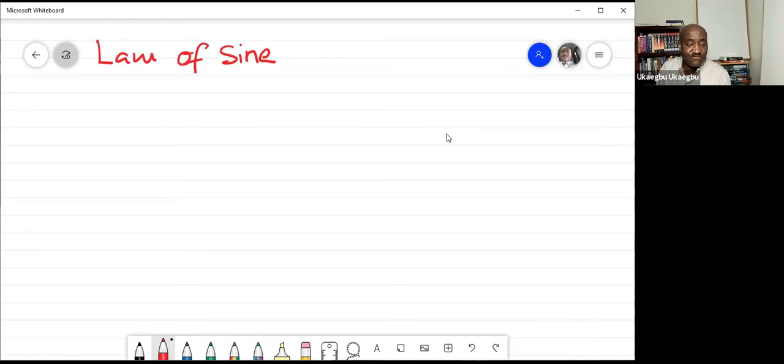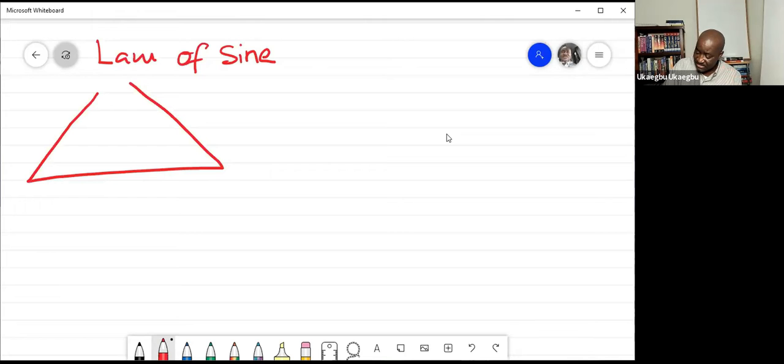The reason why we have law of sine and law of cosine is that the trig ratio only takes care of right triangles. So anything that is not a right triangle, the trig ratio doesn't care. The trig ratio cannot be used in solving the triangle. So in order to get started, we just draw any triangle. It doesn't really matter the shape.